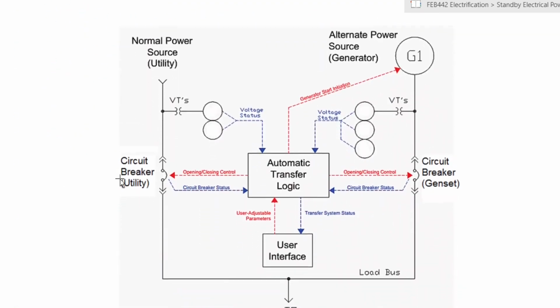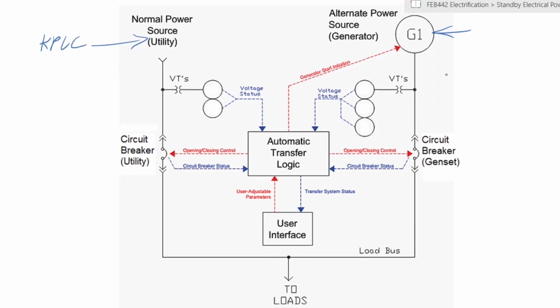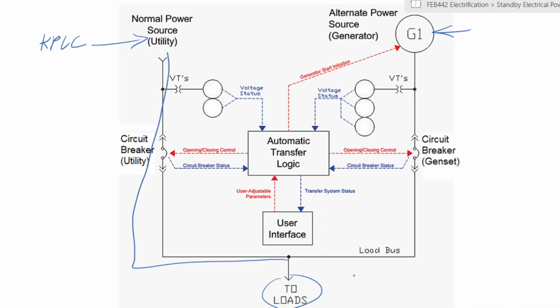So the ATS diagrammatically looks like that. So you have two main sources of supply. You have your mains or utility supply, which is here. So this can be KPLC. And you have your standby generator, which you have installed in your system. The loads that are connected are down here. And these you can see electrically are connected both to the mains and also to the generator.